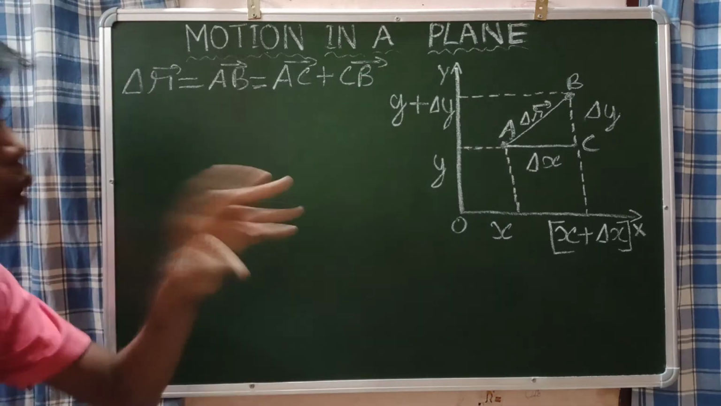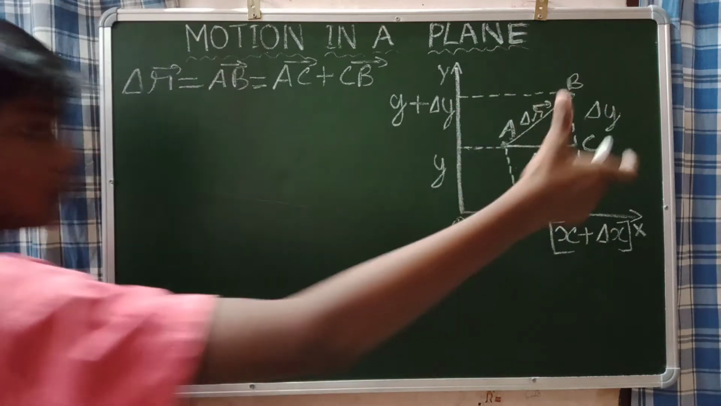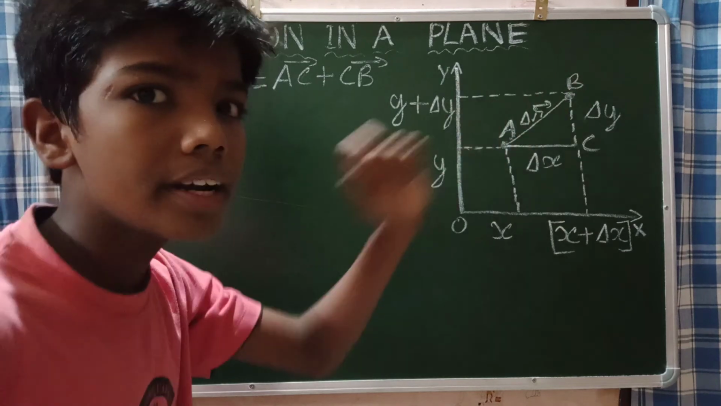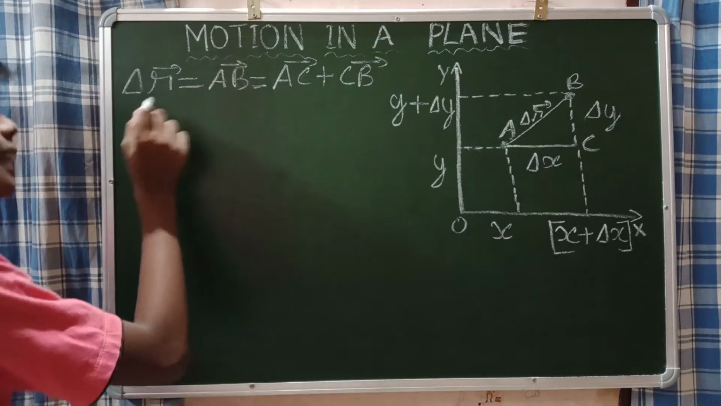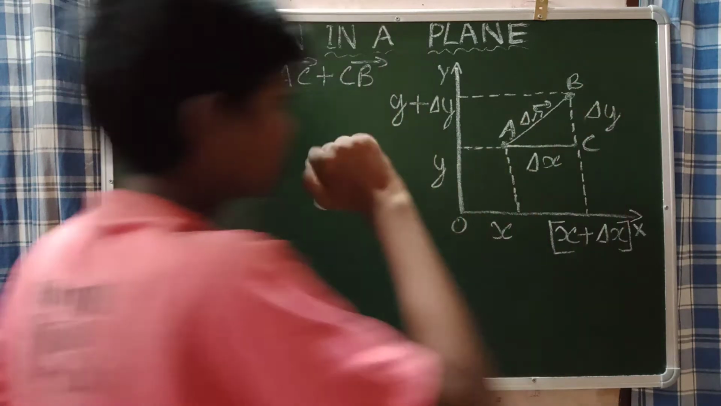Think of it. What I am doing here is, we know that this delta r vector will be the displacement. This delta r vector is only this AB. I told that, right? So this delta r vector is equal to the AB vector, which is equal to this AC vector plus CB vector.